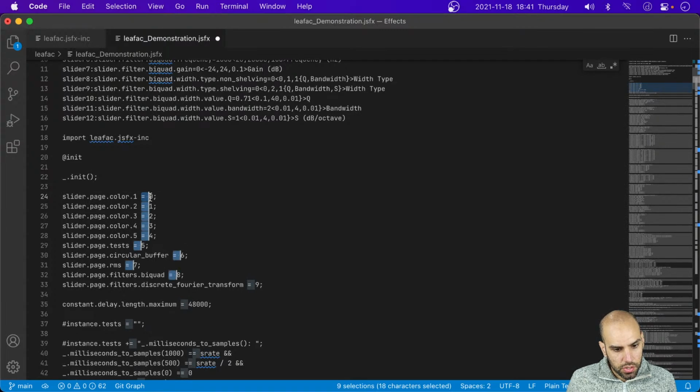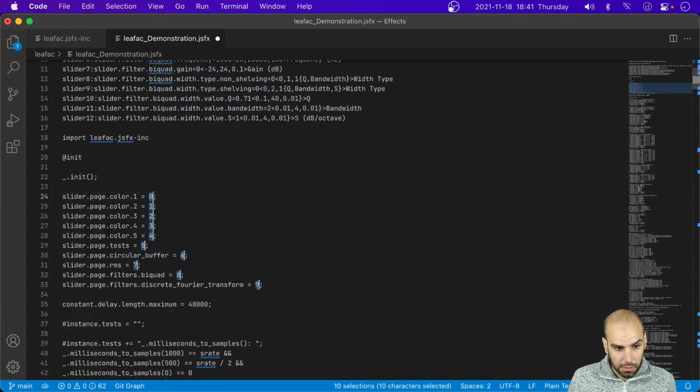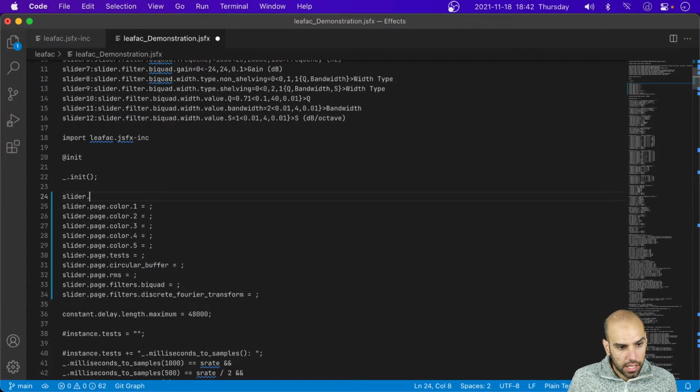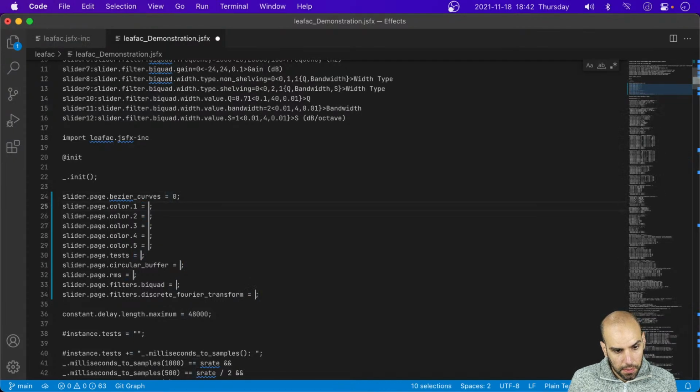And these pages are going to go from, well, we have 11 pages. We already had 10 pages. We're going to have 11 pages. And we are going to have a slider page, Bezier Curves equals 0. That's page 0. And now let's bump up.